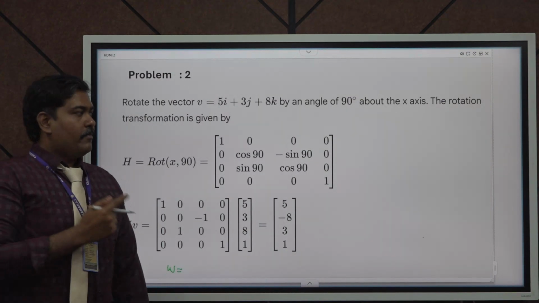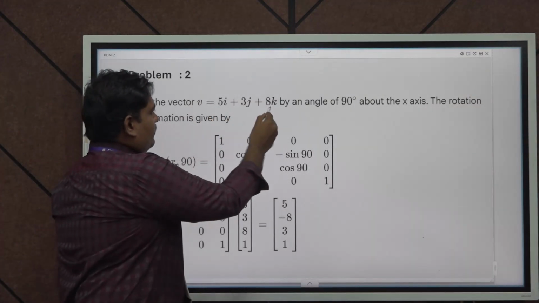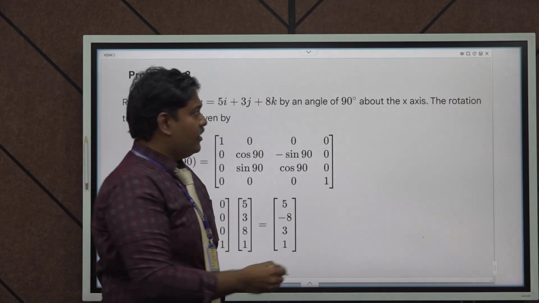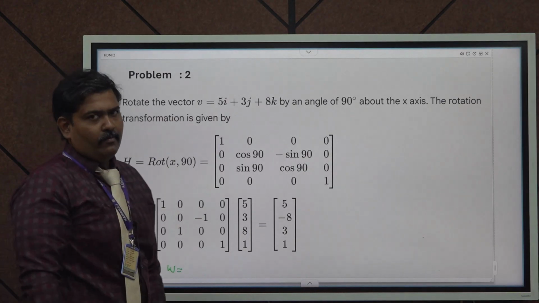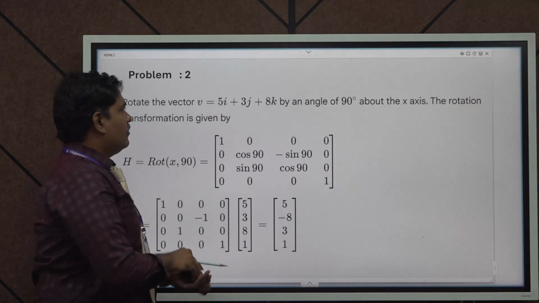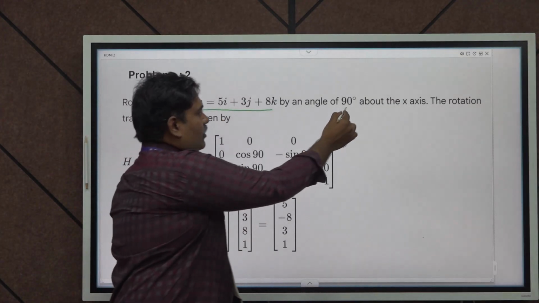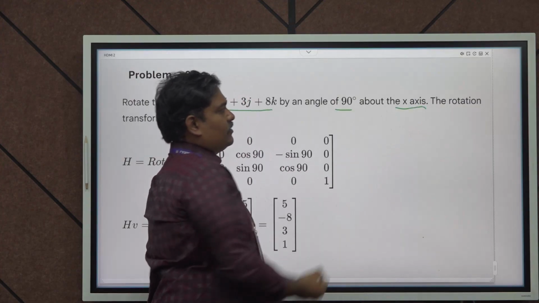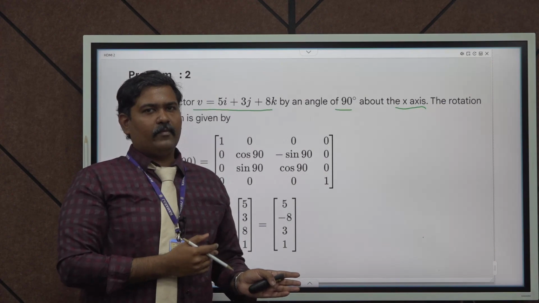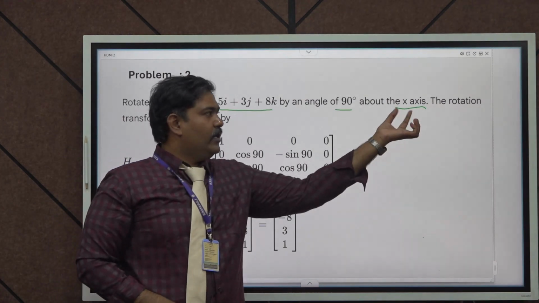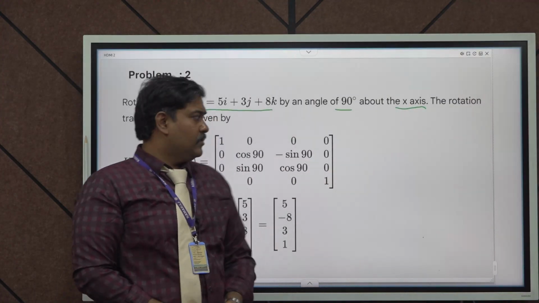Another problem, number 2: rotate the vector V equal to 5I plus 3J plus 8K by an angle of 90 degrees about the axis x. The rotation transformation is given by. So in this problem, a vector is given and it is rotated by 90 degrees about the x-axis. Here there is no information regarding translation, only rotation information is given, particularly that the vector is rotated about the x-axis.